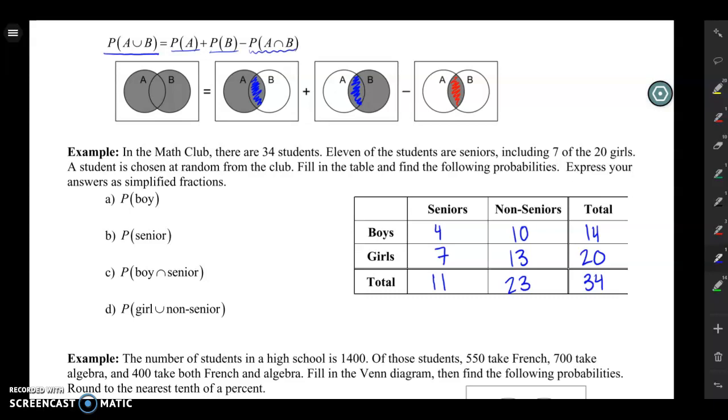Okay, so you just got to fill in the information you know, and then just think about adding and subtracting to fill in the rest of these things. All right, so let's calculate some probabilities. So my first thing is, what is the probability of choosing a boy?